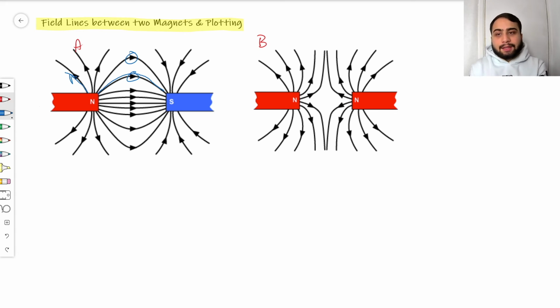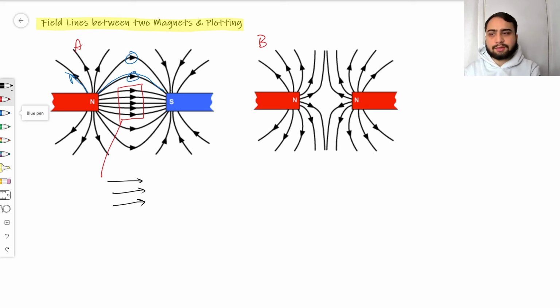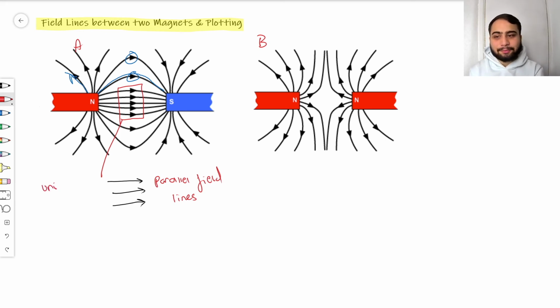Now, there's something new in the field lines between two magnets, north and south. That's this region right here. We can see that in this region, the field lines are pretty much all parallel. Okay, so let's write that down. Parallel field lines. This region actually has a very special name, and this is called a uniform magnetic field.